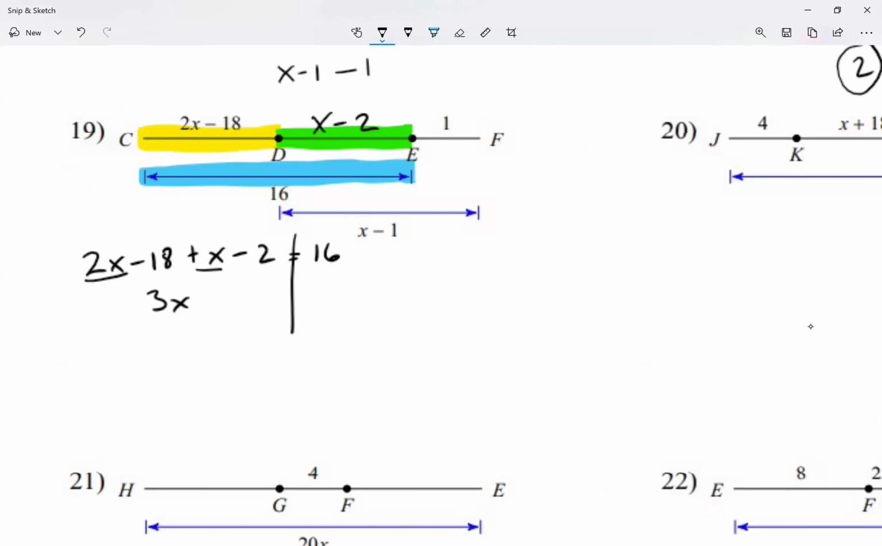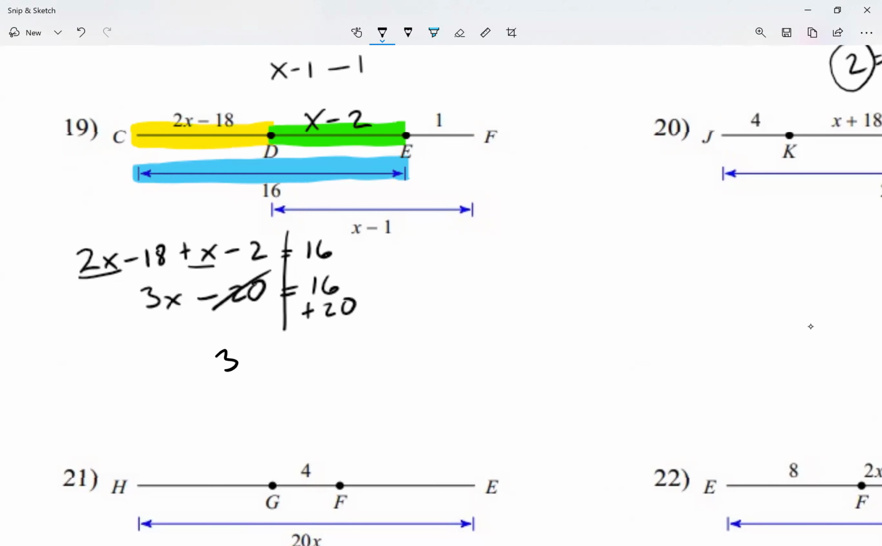-18 and a -2, that gives me a -20. And this is equal to 16. So I have 3x minus 20 equals 16. Letters on the left side. I already have the 3x on the left side, so that's good. My -20, let me move it over as a +20. Don't forget to switch the side.